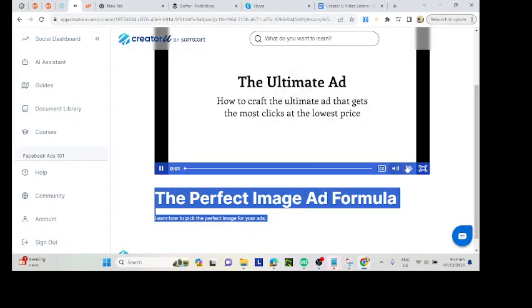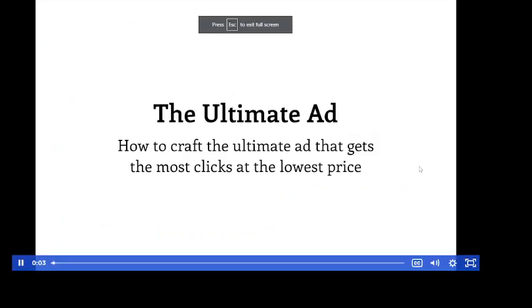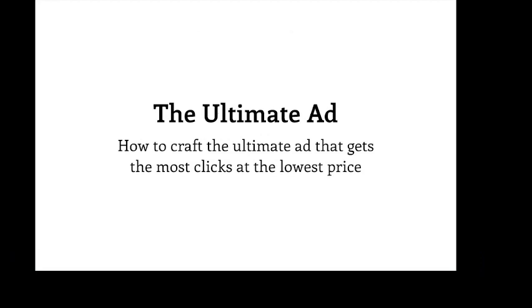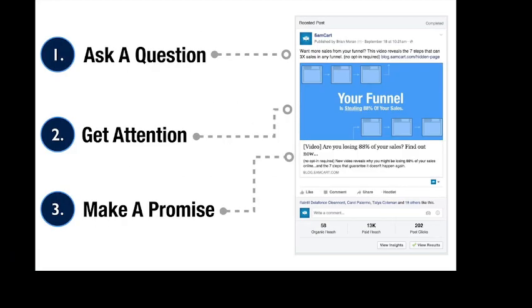Hey, welcome to Module 5, and this module is all about creating the ultimate ad, which is how to craft the ultimate ad that gets the most clicks at the lowest price. And we have a basic 3-step formula for creating your ad. And again, your ad on Facebook is a combination of your headline or the body copy of the ad, the image, and then the text below the ad.